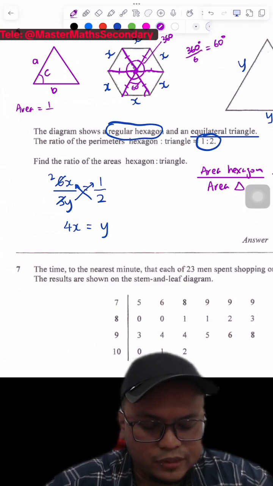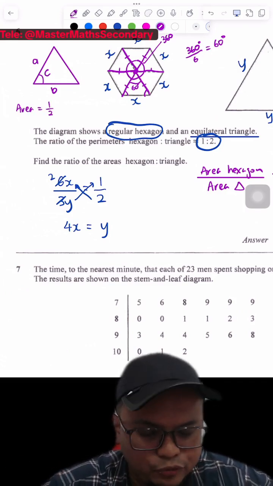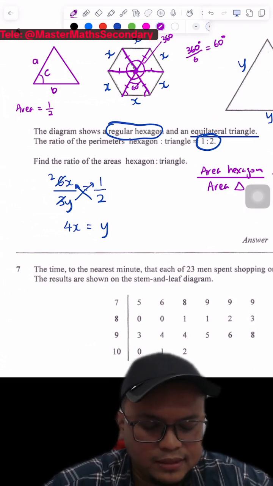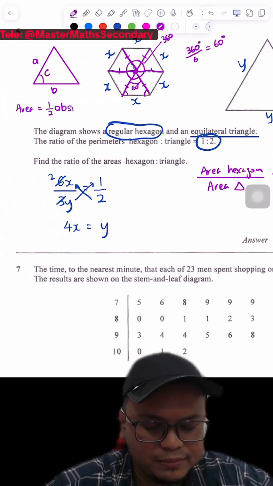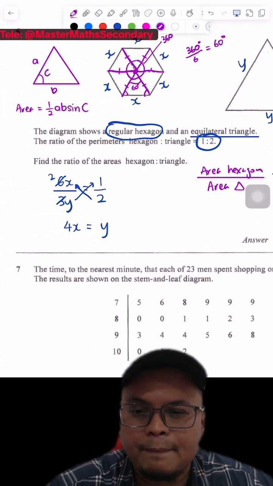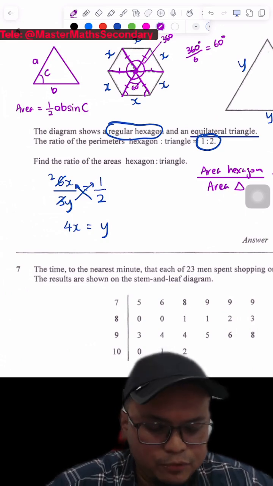If you are not in Sec 3, or you are in Sec 3 but haven't learned trigo, you might not have seen this yet. But there's actually a formula: half times A times B times the sine of angle C. This helps you find the area of the triangle.